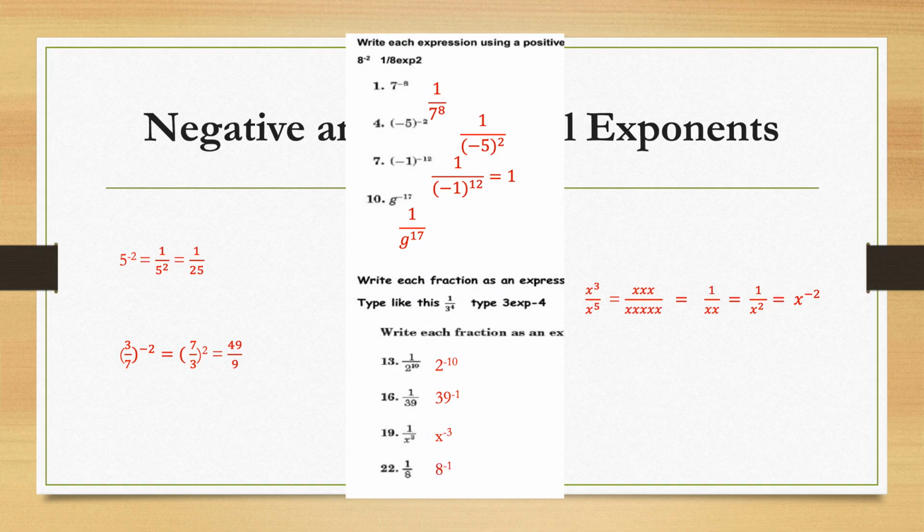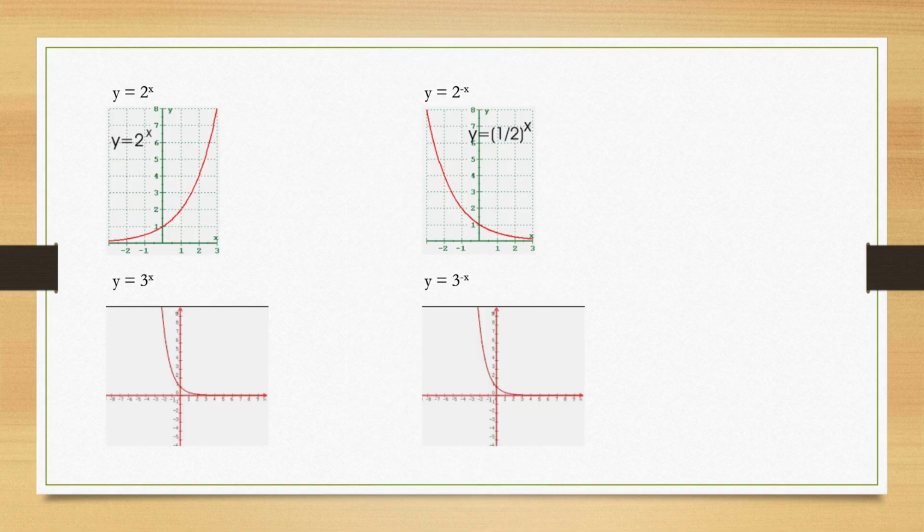Okay? Now, I just want to go over a little bit about what these graphs look like and the differences. So here is y equals 2 to the x. And here's y equals 2 to the negative x. Basically, it's the same graph flipped or reflected over the y-axis. Here's y equals 3 to the x. Well, that's not 3 to the x. I'm sorry. 3 to the negative x is the correct graph.